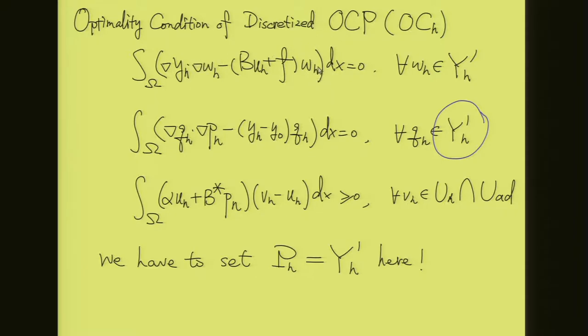For this optimality condition, we can find the costate equation again. But here we see that the test function, even though the operator Laplacian and Laplacian dual are the same as here, with y_h to be here and p_h to be here depending on the dual position, the test function in Q_h should be related to the space for Y_h. All the other things are the same. So we see that the space for the costate is the dual space of Y_h here.